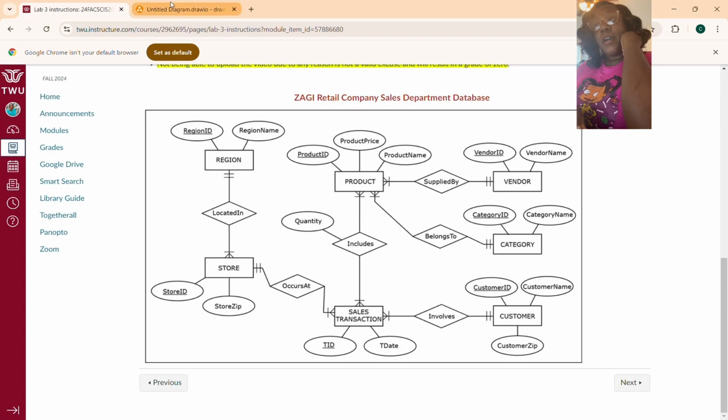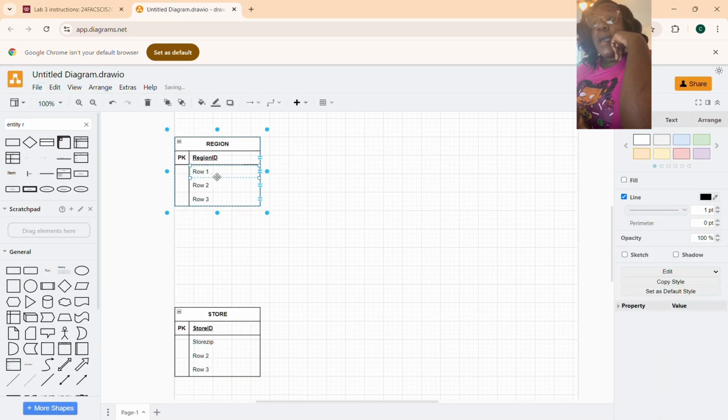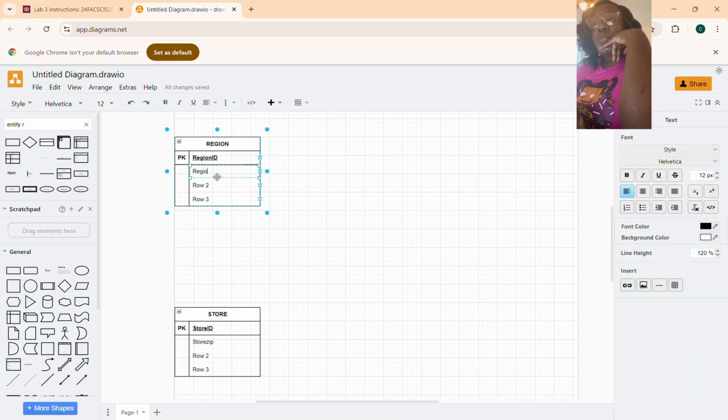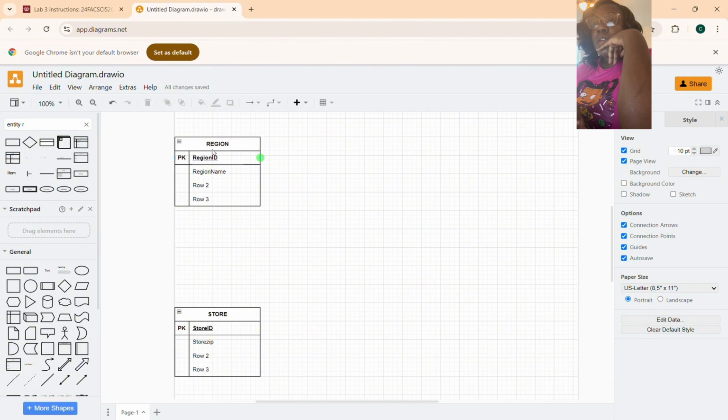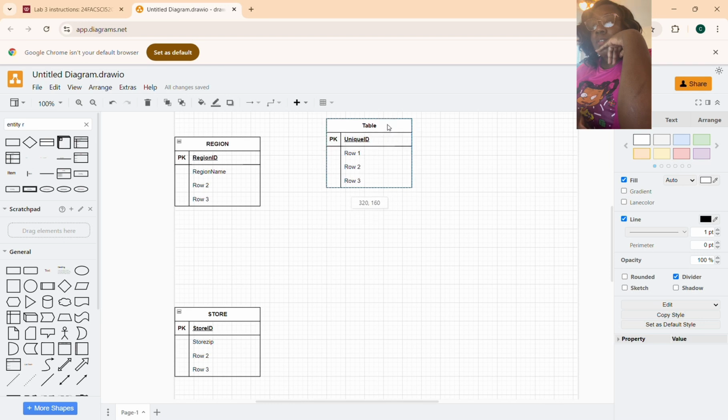So then when we go back over here, what do we have next? We have product and sales transactions. So we are going to add 2 more tables. We're going to put one probably right here, and then we are going to add another one right there.